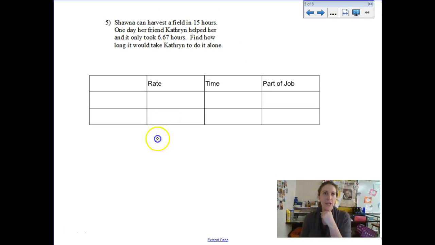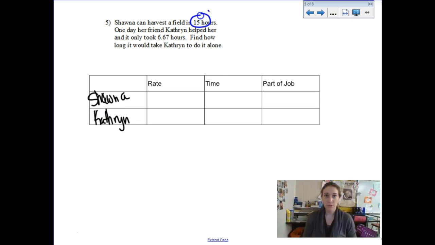So we have Shana and Katherine. They have worked together on this job. So we already actually know some information that we didn't know on the previous problems. So Shana, if she was working alone, her independent working time, it takes her 15 hours. So that's Shana's rate, 1 over 15. But then the next clue they give me is that when the girls work together, it took them 6.67 hours to work together. So that's their together working time. This is unusual. They actually told me that number, which on the previous problems we didn't know. And again, they're working together, which means they work for the same amount of time.